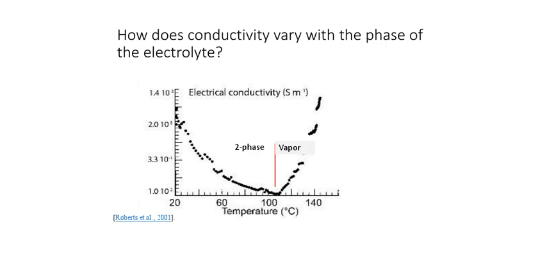Here we see how conductivity varies with the phase of the electrolyte. These are results from Roberts et al. Plotted is the electrical conductivity versus the temperature of the electrolyte. We can clearly see the decrease in electrical conductivity as we approach boiling, here the normal conditions at 100, followed by a significant drop in conductivity as the fluid turns to vapor.